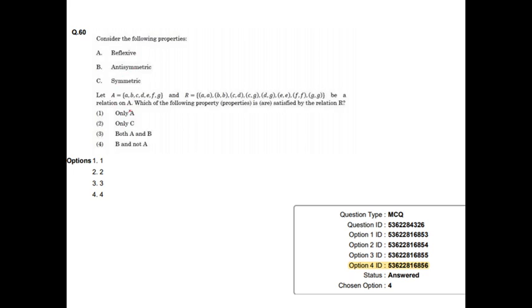So before solving this problem, let me discuss the basic concepts regarding properties of relations. As we all know, if A is a set, we can define Cartesian product on A as A cross A. It will be a set of ordered pairs.